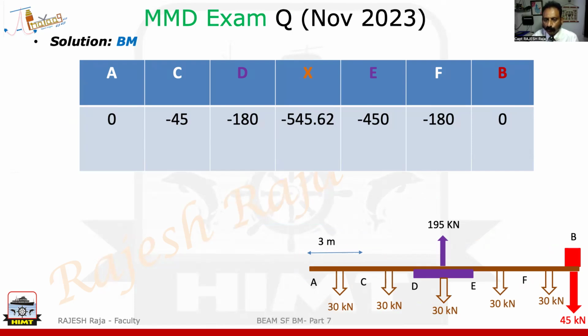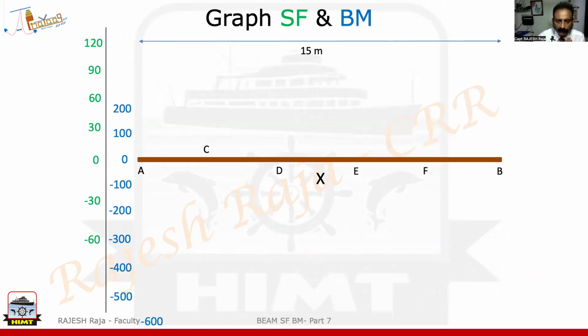And in between, you don't know what to do. You'll have to create a curve, a parabolic curve, but you don't know the maximum value of the parabolic curve. By doing the calculation at X, you can get a better value of this parabolic curve. Okay, so let us look at the diagram for SF and BM.